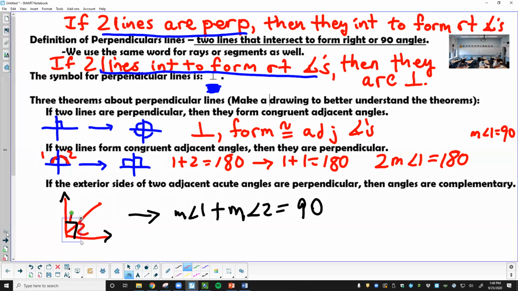Any questions on the definition and the theorems? Any questions there?